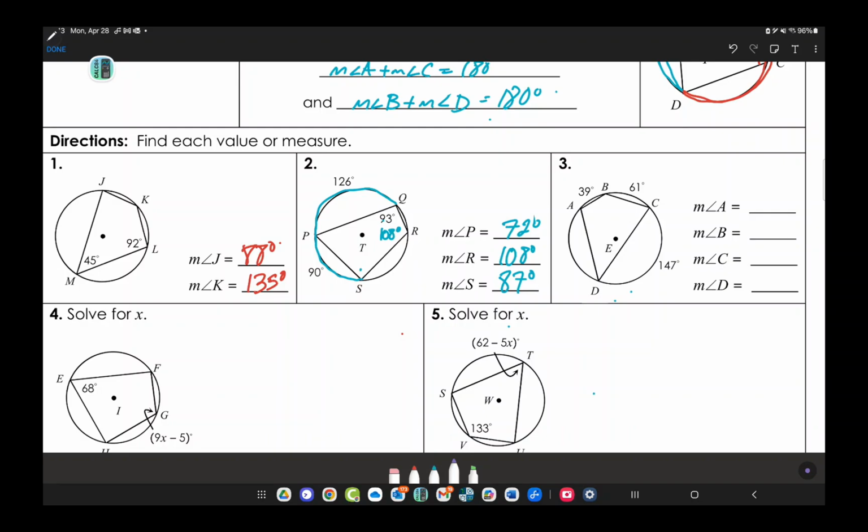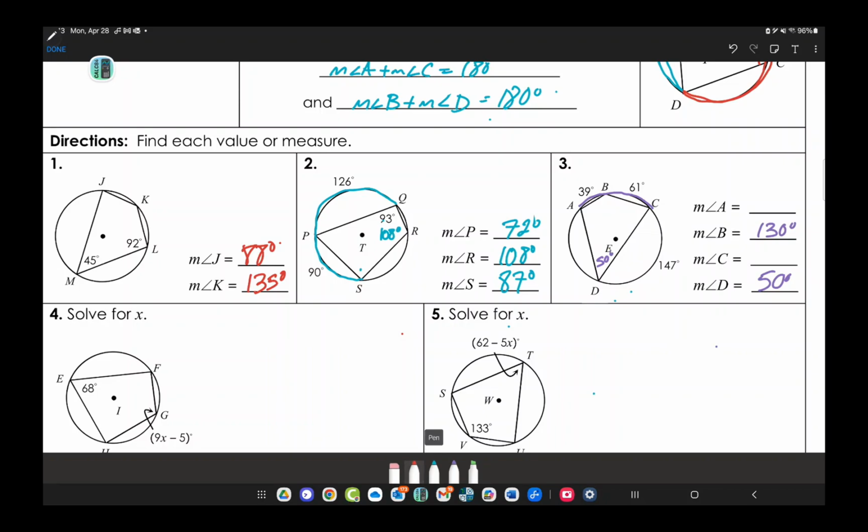So angle D is half of arc AC, so half of 100. Okay, so angle D is 50. Which means angle B must be 130, because angle B and D are supplementary.